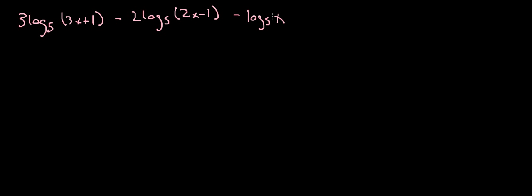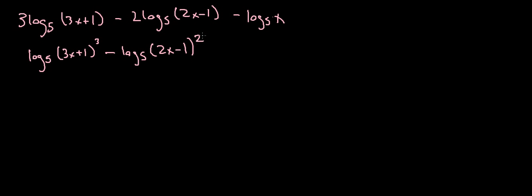And this is definitely a problem that will trip up a lot of people, and I'll explain in a bit. The first thing I'm going to do is just get rid of these powers. So this is going to be log base 5 of (3x plus 1) to the third, minus log base 5 of (2x minus 1) to the second, minus log base 5 of x.